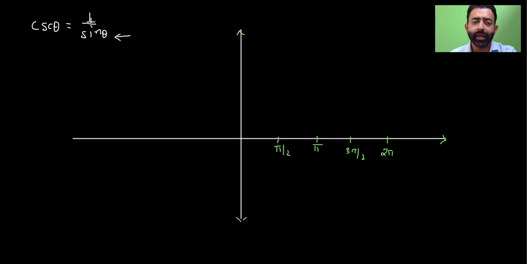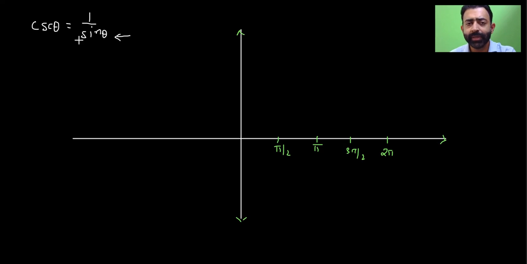Had it been greater than 1, let us say sin theta hypothetically takes the value 2, then only cosec theta will be 1 upon 2, meaning 0.5. But it is not possible that sin theta will attain a value greater than 1. Hence, cosec theta won't attain any value between plus 1 and minus 1.